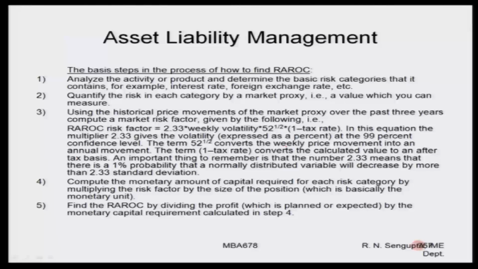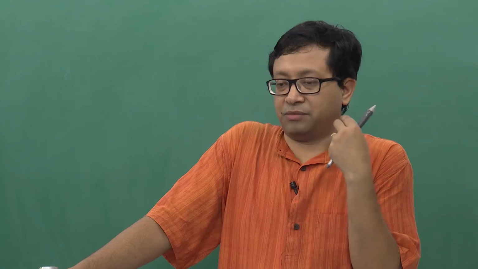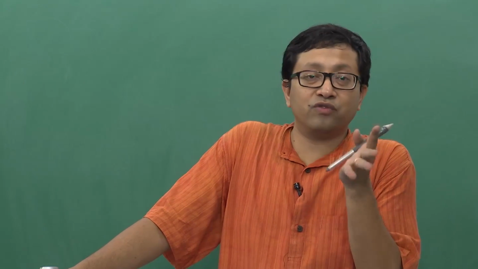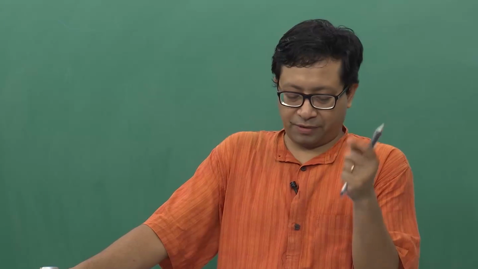The basic steps in the process of how to find out the RAROC are: analyze the activity or product and determine the basic risk categories, and quantify the risk in each category by a market proxy, that is a value which you can measure. So, the measure can be interest rate, can be risk free interest rate, can be, for example, currency, dollar to yen, dollar to rupees, whatever it is, it can be the price index. So, all these things can be considered, where they give you the actual picture of how things are happening.